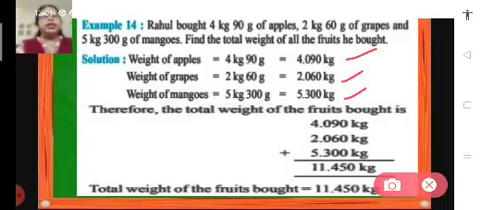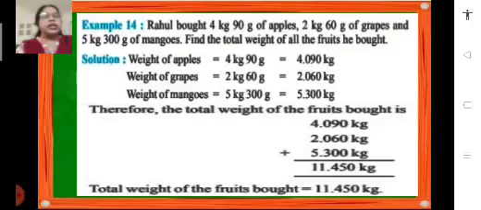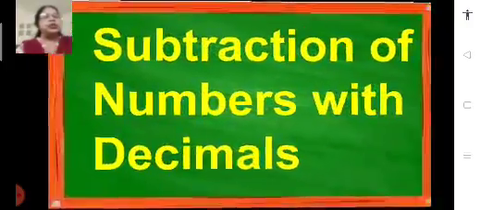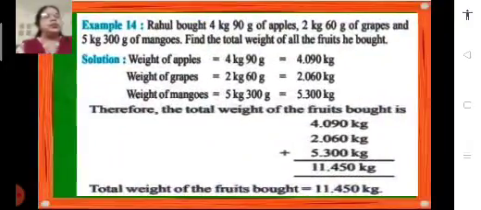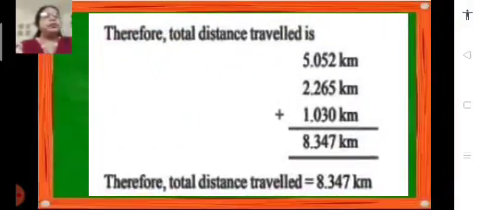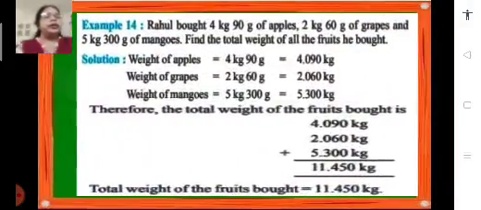How do we add them? We write all the decimals according to their place values and then we add them just like the whole numbers, starting from the thousandths place. So in the thousandths place we have zeros, so it becomes 0 here.